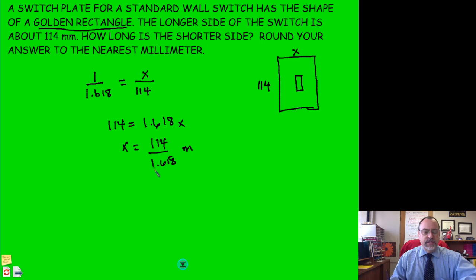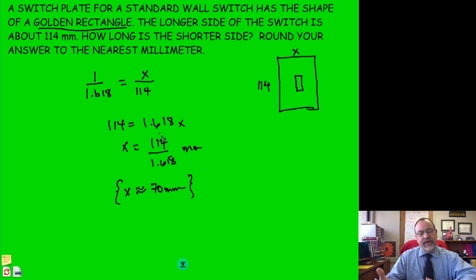Now, because this is a measurement, we don't want to leave it like this. We will actually calculate this because it is a standard measurement, so we don't want to leave an improper fraction. So when I divide that out, I get an answer of about 70 millimeters. So the smaller side of this switch plate will be about 70 millimeters.